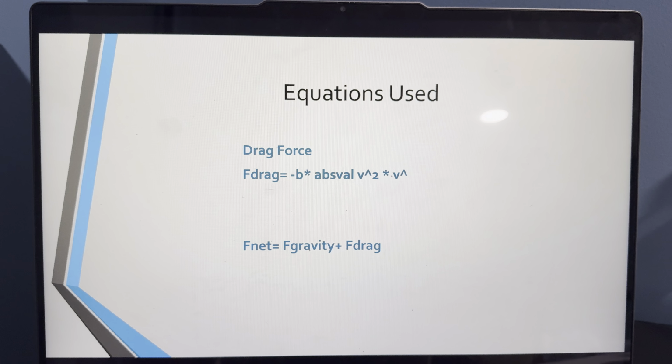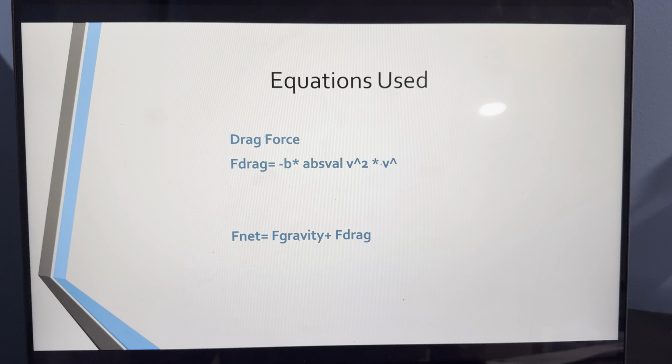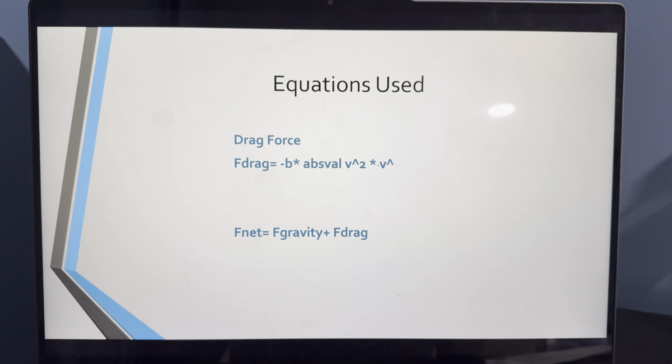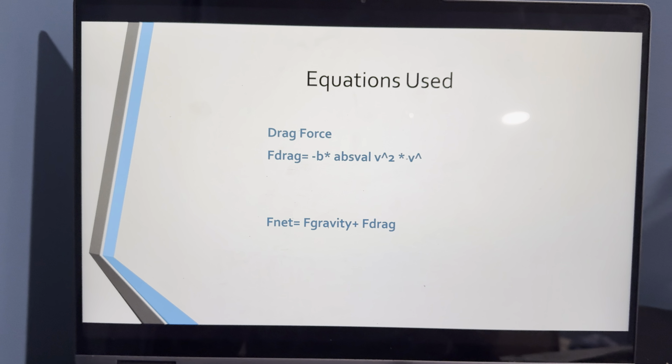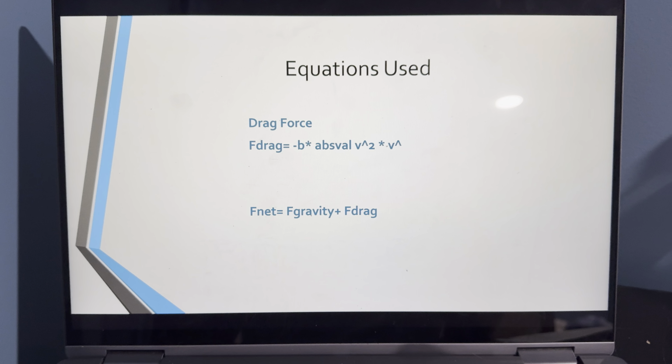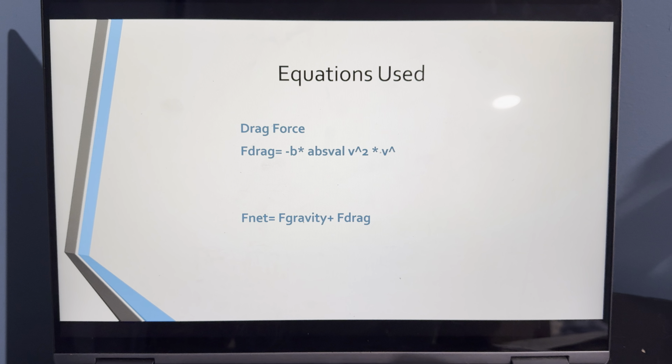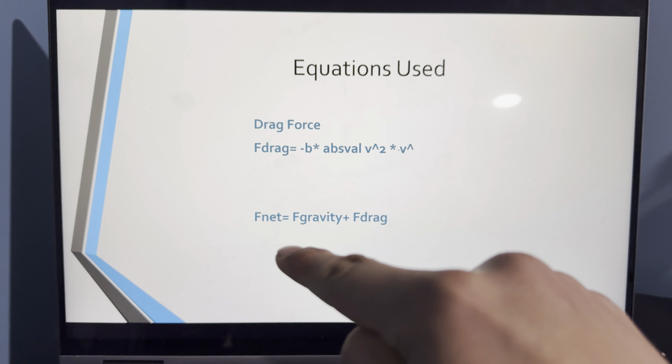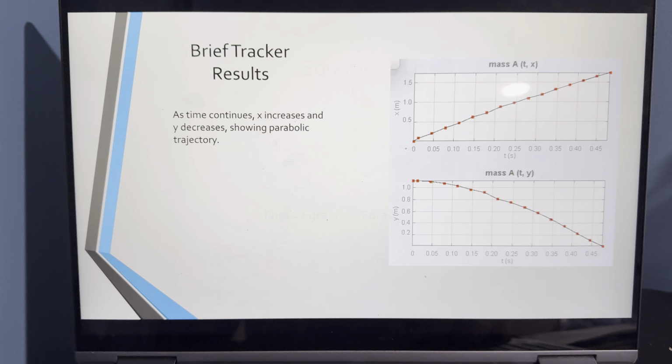Apart from this, we also use that the F drag, the drag force, is negative b times the absolute value of v squared times v hat, which shows the drag force on the object in its trajectory. And we can also see that F net equals F gravity plus F drag.